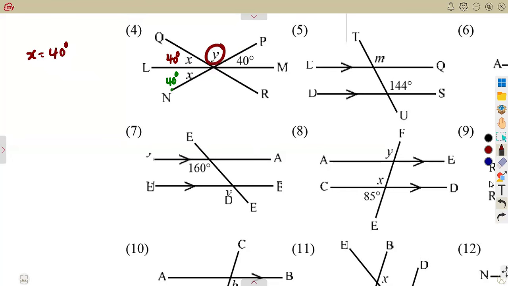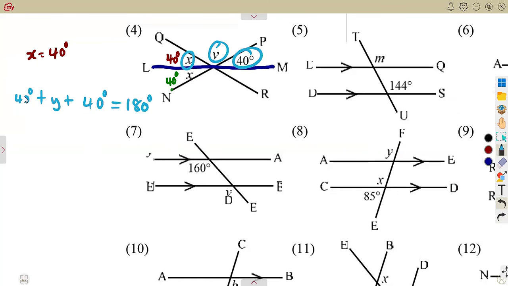So we can calculate the value of y in this case, using which concept? From L to M, we are forming a straight line. And we do understand that angles on a straight line add up to 180 degrees. So if I add this x, which is 40 degrees, plus this y that I'm having here, plus the 40 degrees there, I'm supposed to obtain 180 degrees. That is angles on a straight line.